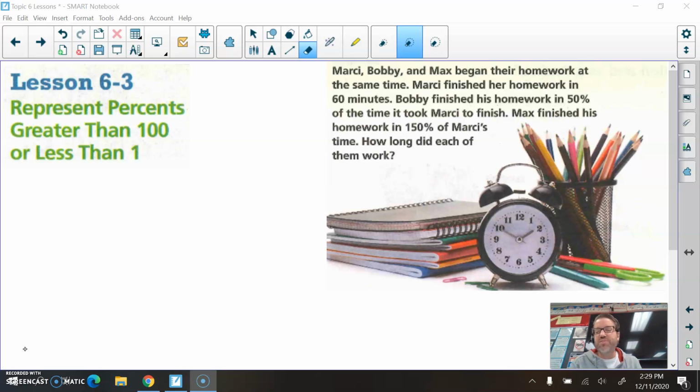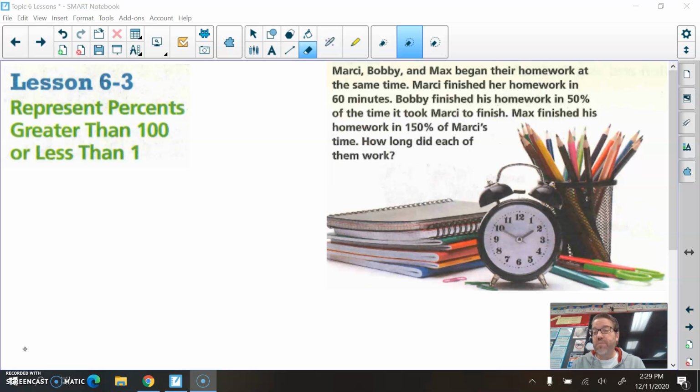We're working with percents throughout this entire topic. Yesterday, we were talking about fractions, decimals, and percents, how they relate to each other, and how to convert between the different forms of those. Today, though, we're doing the same thing, but we're looking at some special percents. We're looking at ones that are greater than 100% or less than 1%. So these are really unusual ones.